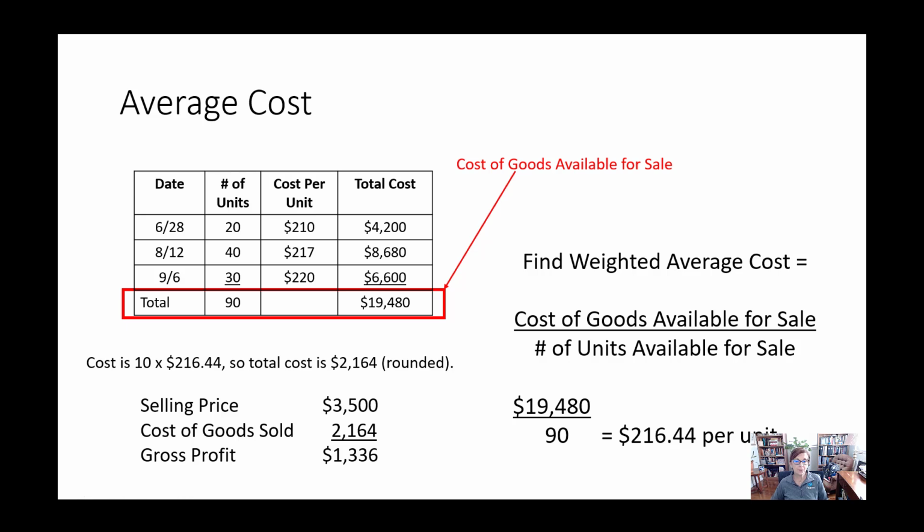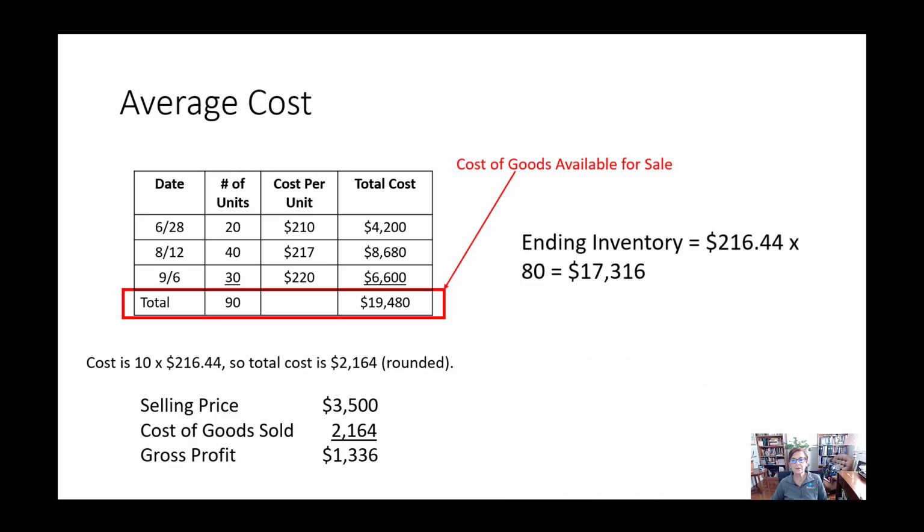Our ending inventory is going to be 216.44 times 80 units that are left, which gives you, this is rounded up, 17,316, because we do want these two to add back here, right? So there's a little bit of rounding there.